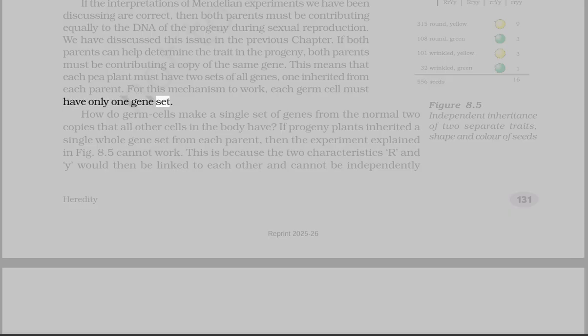Germ cells have only one gene set. How do germ cells make a single set of genes from the normal two copies that all other cells in the body have? If progeny plants inherited a single whole gene set from each parent, then the experiment explained in Fig 8.5 cannot work. This is because the two characteristics R and Y would then be linked to each other and cannot be inherited independently. Figure 8.5 Independent inheritance of two separate traits, shape and color of seeds.